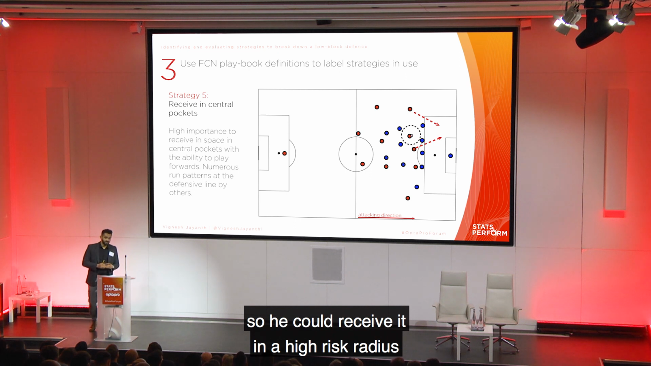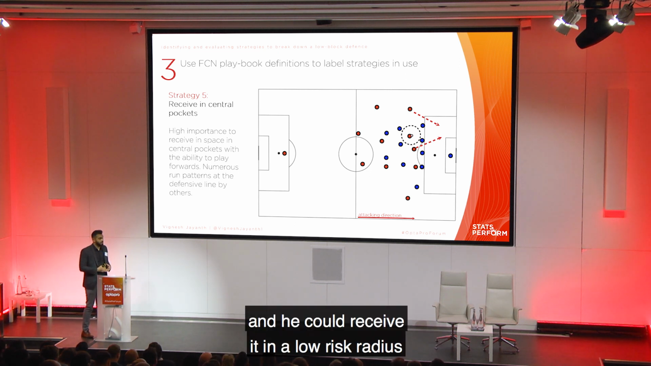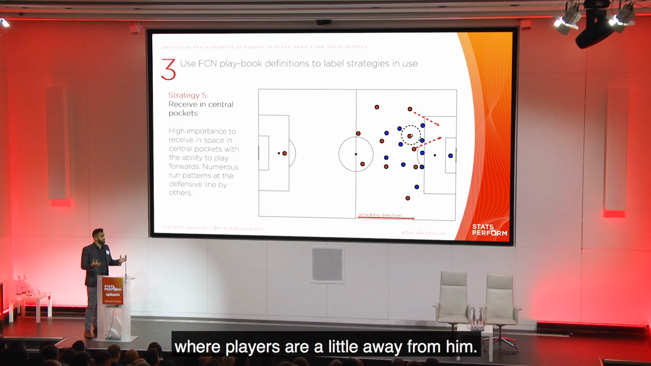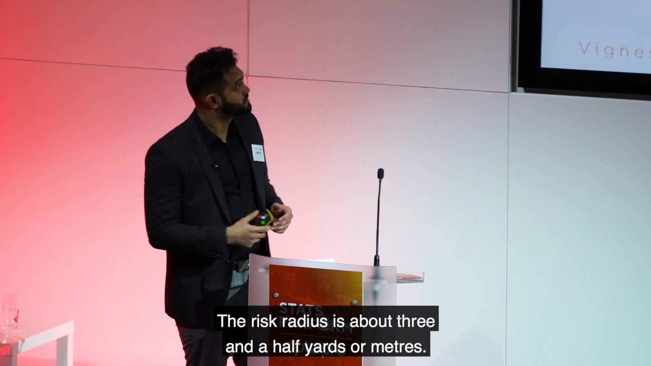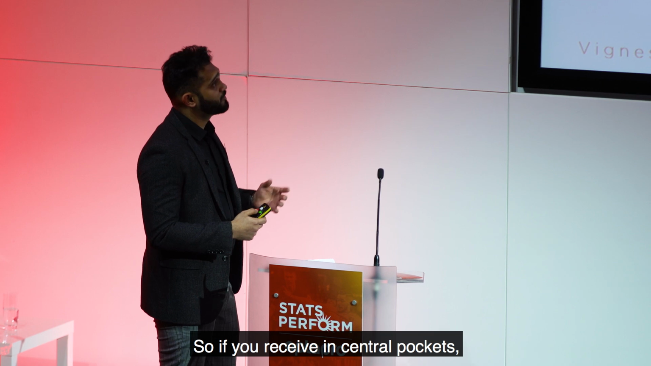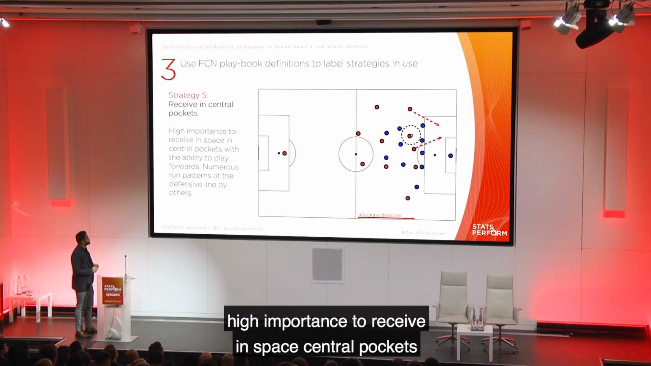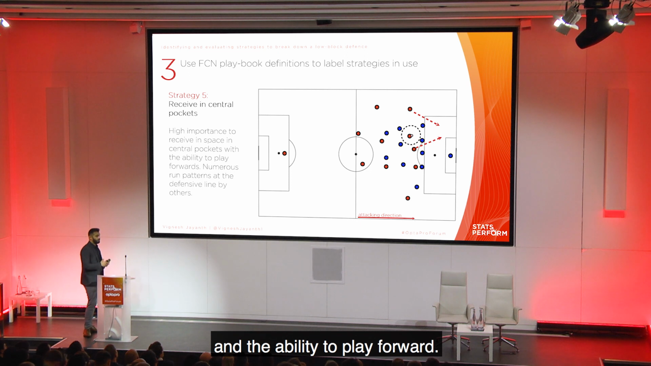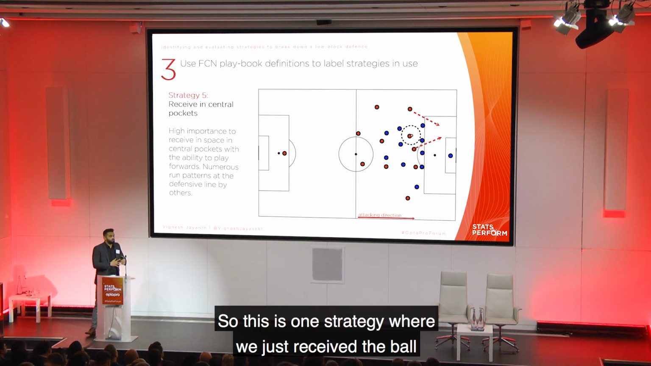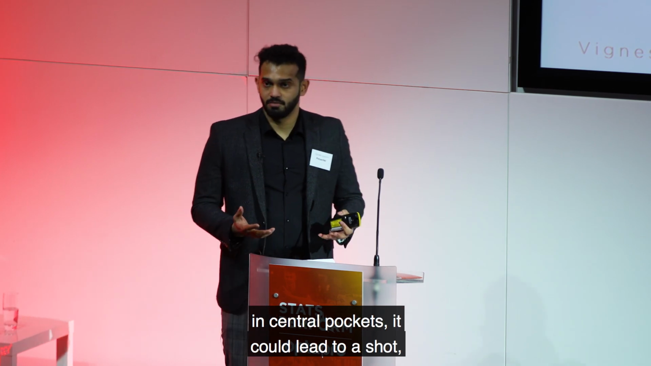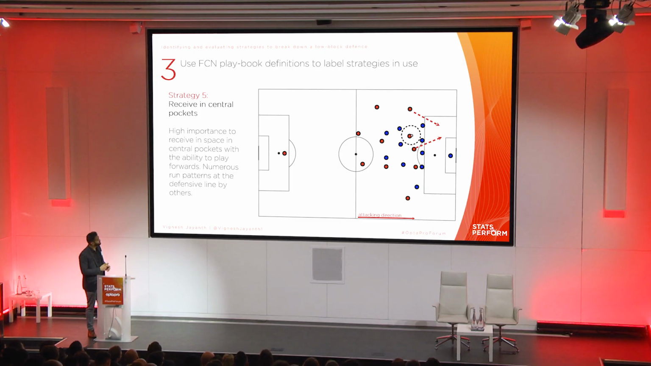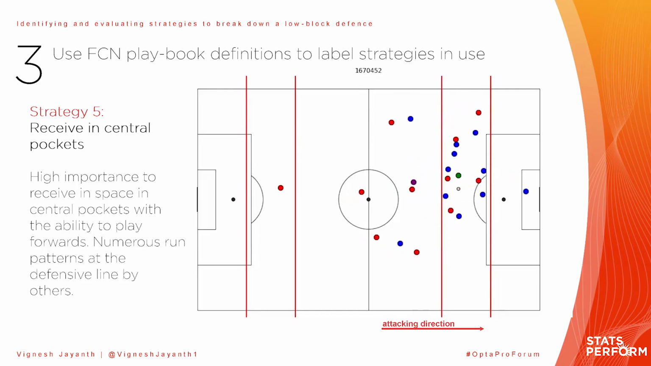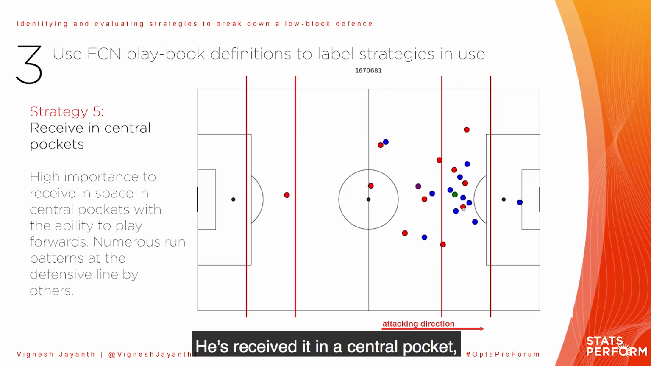So he could receive it in a high risk radius, where a player is closer to him, or he could receive it in a low risk radius, where a player is a little away from him. The risk radius is about 3.5 yards or meters. So there is high importance to receive in central pockets and the ability to play forwards. This is one strategy where we just receive the ball in central pockets. It could lead to a shot, it could lead to a breakthrough, whatever. So he's received it in a central pocket.